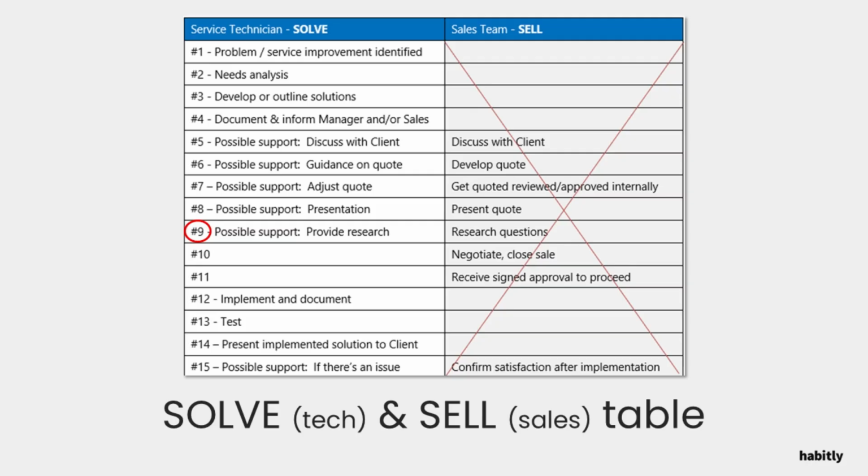The fifth possible support task that becomes your full responsibility is number 9, research questions. The client had questions about your quote, and you need to research some answers. You knew part of the answer, but maybe not the full answer. So the objective is you want to confirm first what specific information must be gathered, second, who needs to receive it, and third, when and how you'll deliver it.